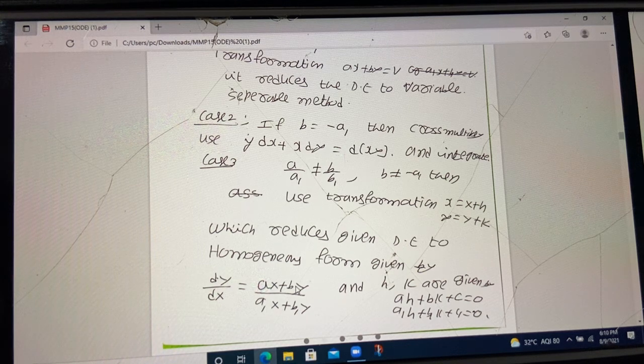Remember, replace wherever small x is there by capital X, small y by capital Y, and you get the reduced homogeneous form. So ax plus by over a1x plus b1y. What is the reduced form? It means this.